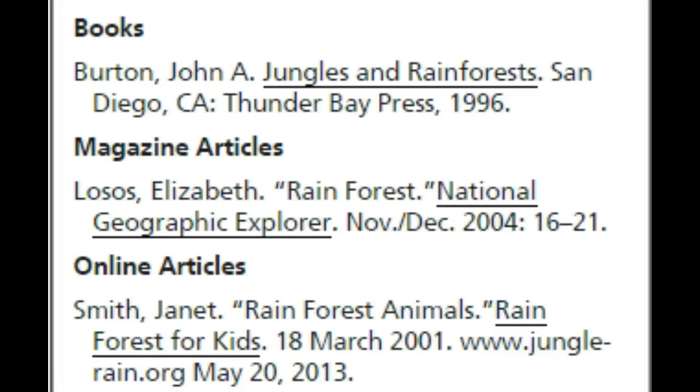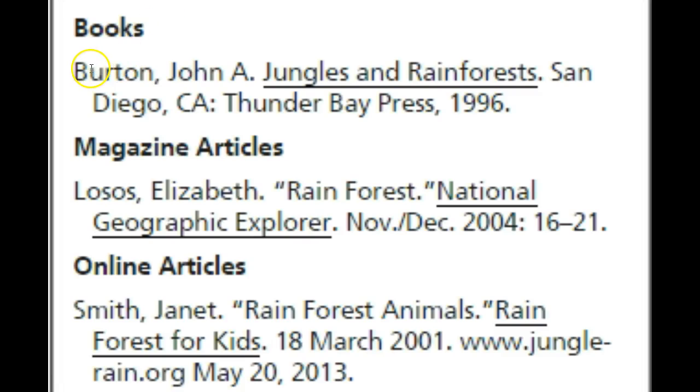You're going to define any special vocabulary that you might use. And then you're going to need to provide a works cited page with your sources, okay? On your screen, here's some examples of how to cite sources, okay? It gives you here a book example.